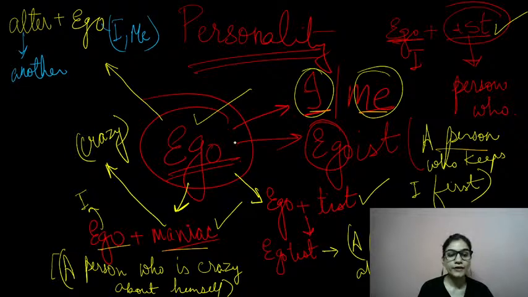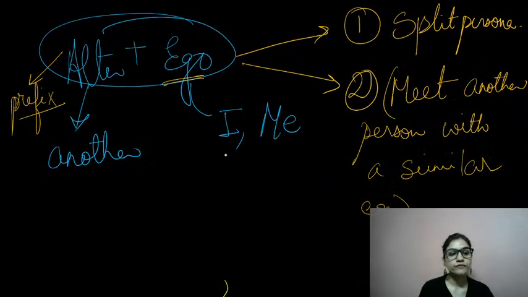Okay, shall we move ahead? Take care of this word as well. Alter ego is another ego or a person with a split personality. Right? It can have two meanings. Alter refers to another, ego refers to I or me, and accordingly you can proceed.